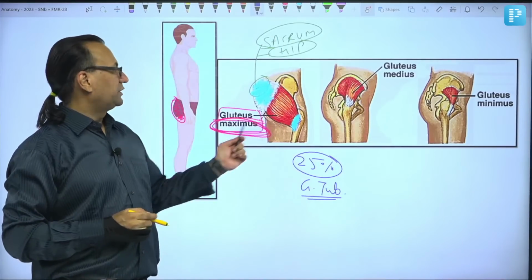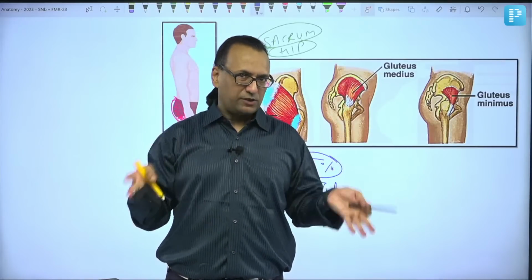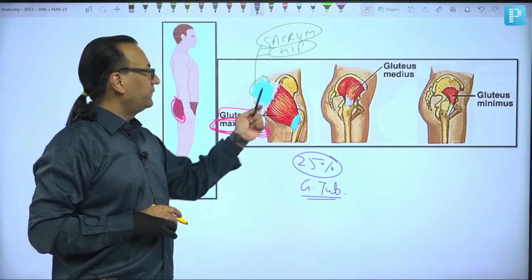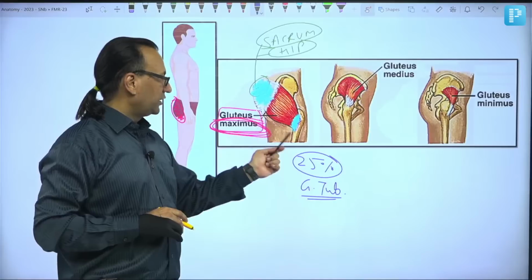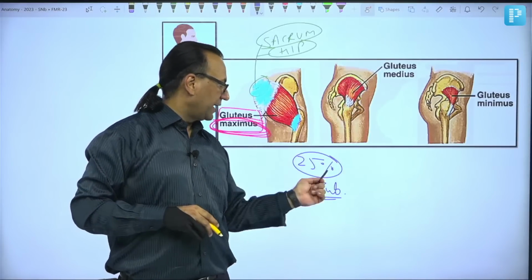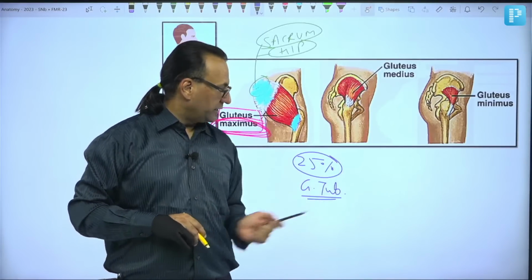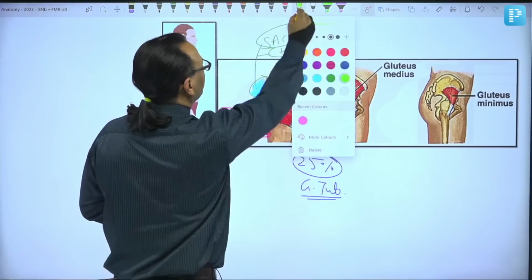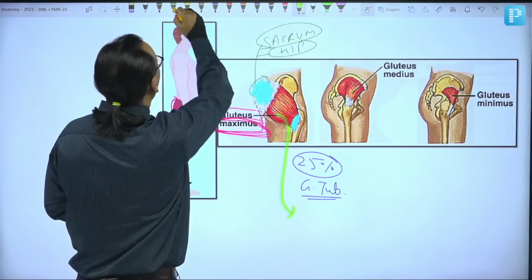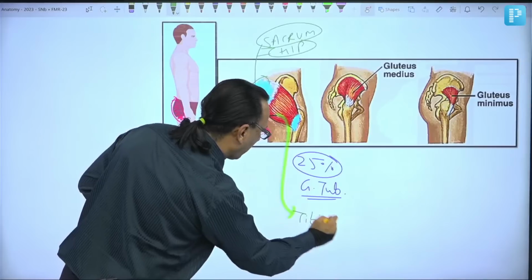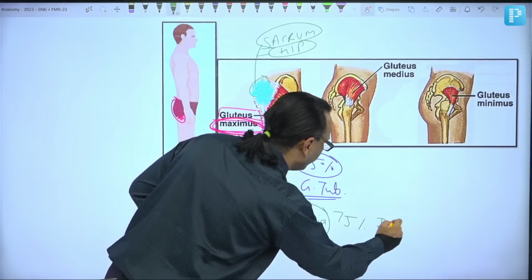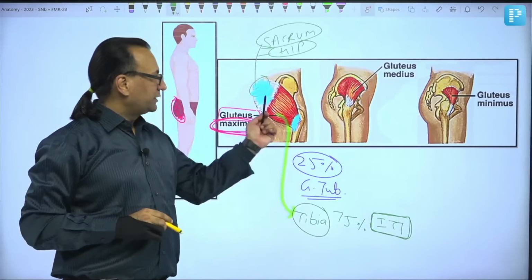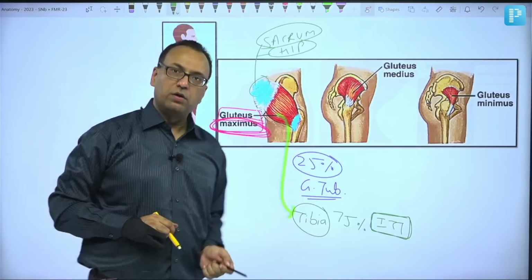I'll repeat, gluteus maximus is the largest of all, that is why the name maximus, and it is the posterior most. Origin is sacrum and hip bone, and insertion is 25% fibers in femur, gluteal tuberosity. And what about 75%? 75% fibers, they will be descending down and they will insert on tibia. There is a tract which is called iliotibial tract. So you are telling gluteus maximus muscle inserts on tibia bone.